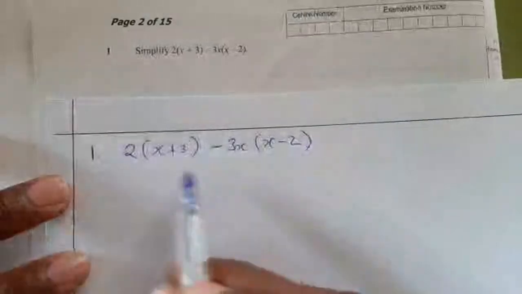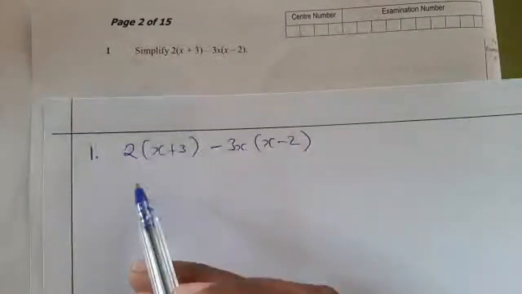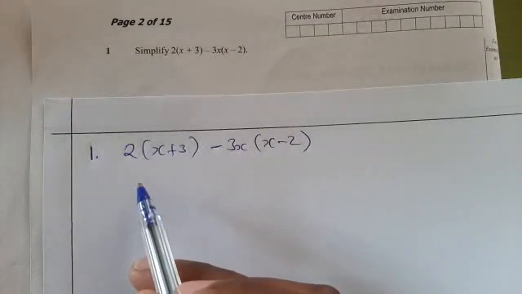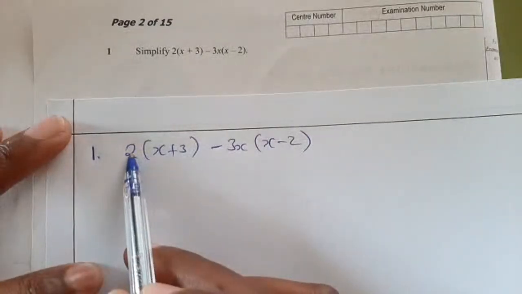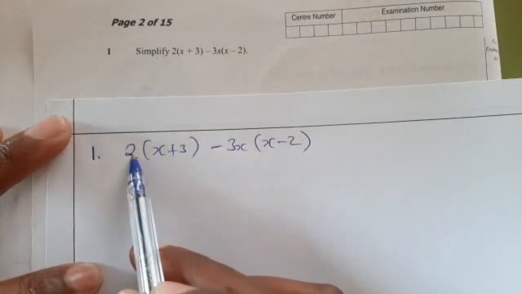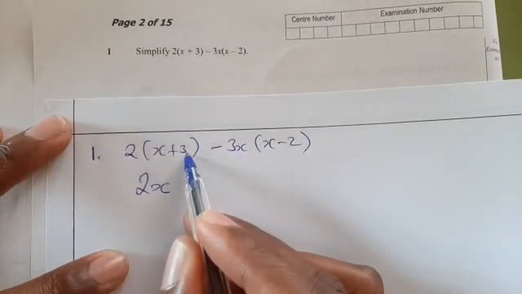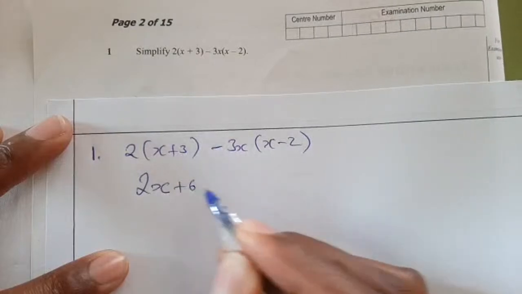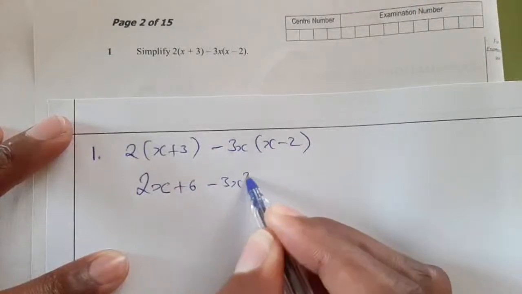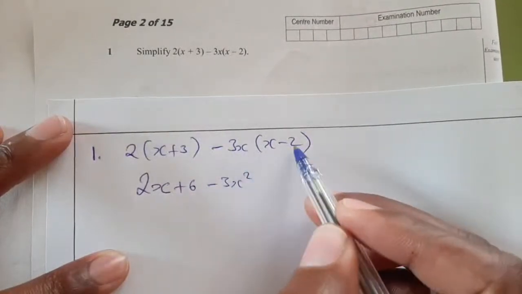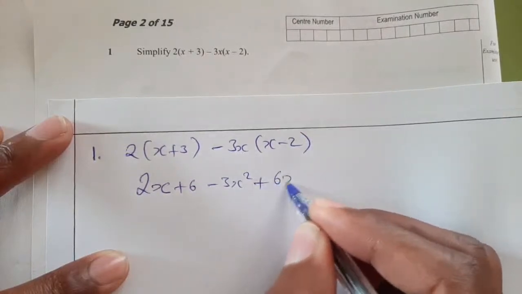From here, for us to make it simple, first of all we need to check the brackets. Of course, we have brackets, so first we remove the brackets. Let us multiply with the 2 outside. 2 times x, we have 2x. 2 times 3, we have positive 6. Then negative 3x times x, negative 3x squared. Then negative 3x times negative 2, we have positive 6x.